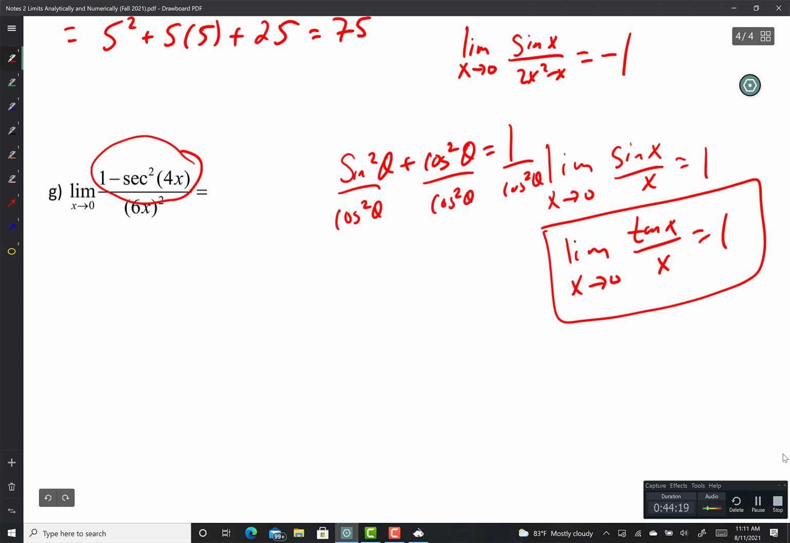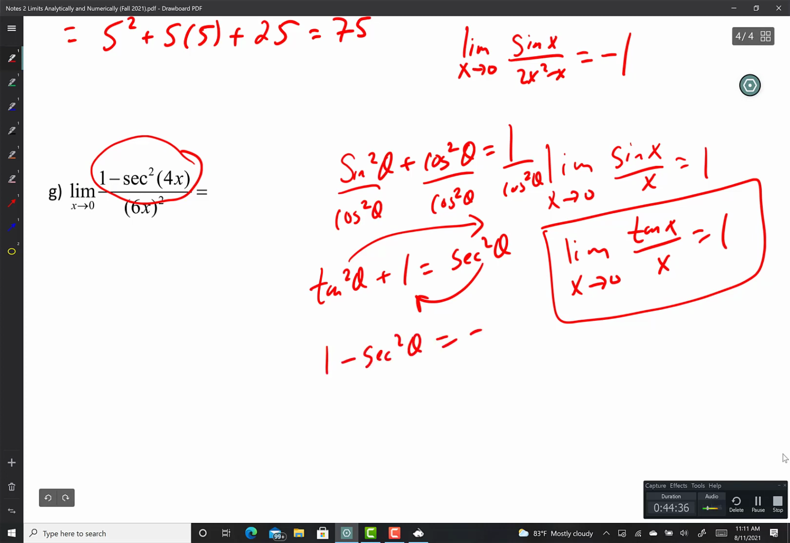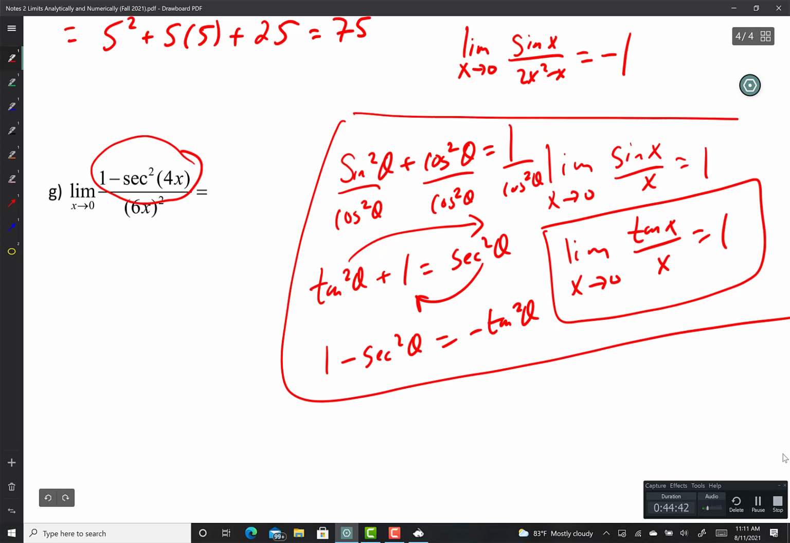And if I divide everything by cosine, look what you get. You get tan squared plus 1 equals secant squared. If I move this one to the left and this one to the right, I get 1 minus secant squared theta is equal to a negative tan squared. And I probably should have done all this in a different color. Now I'm going to have to do it all in blue or something.